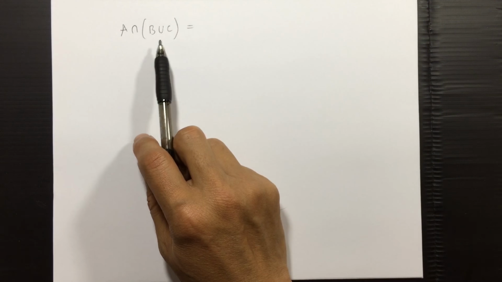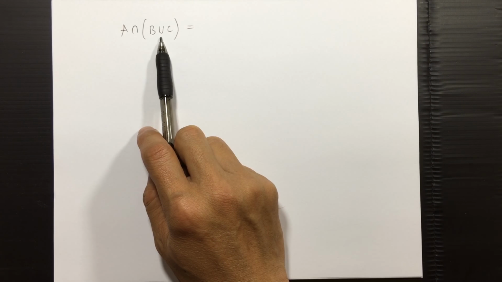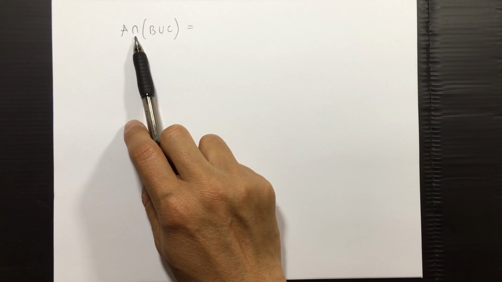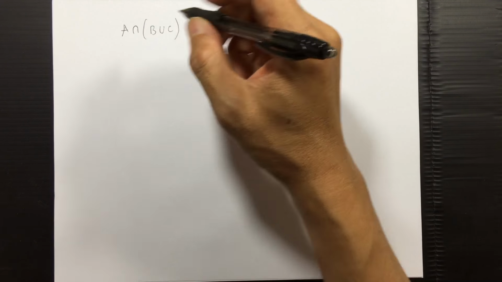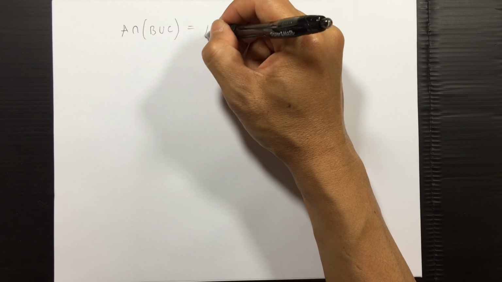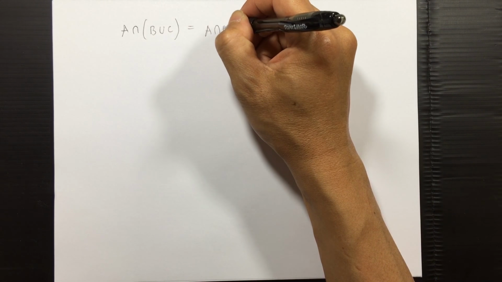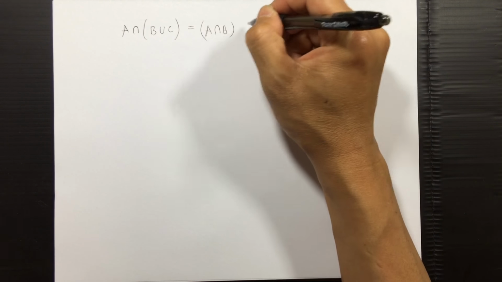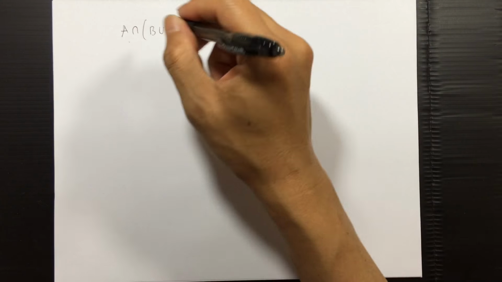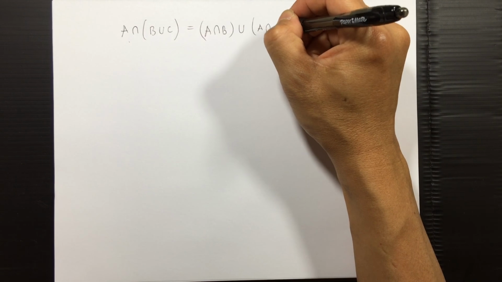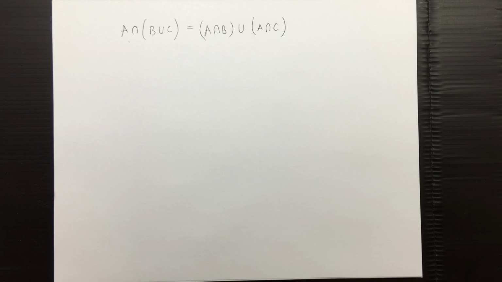You treat this as the intersection. This is union. You treat union as a plus. You treat intersection as multiplying. So this equals a multiplied by b plus a multiplied by c. And this one you probably can get.